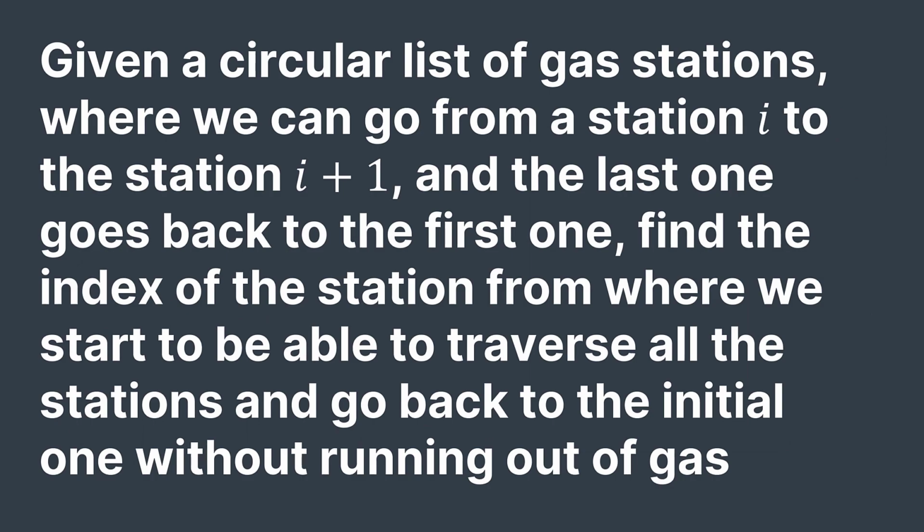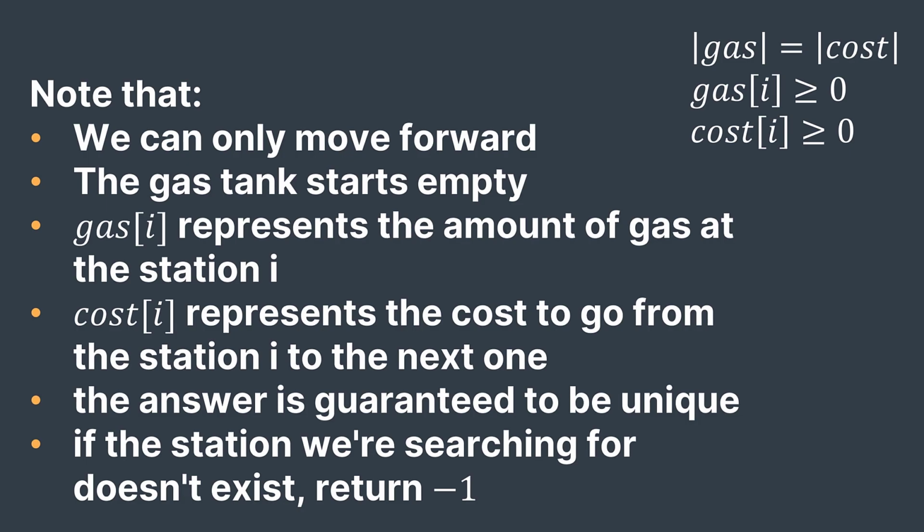We are given a circular list of gas stations where we can go from a station I to the station I plus 1, and the last one goes back to the first one. And we are asked to find the index of the station from where we start to be able to traverse all the stations and go back to the initial one without running out of gas. Note that we can only move forward.